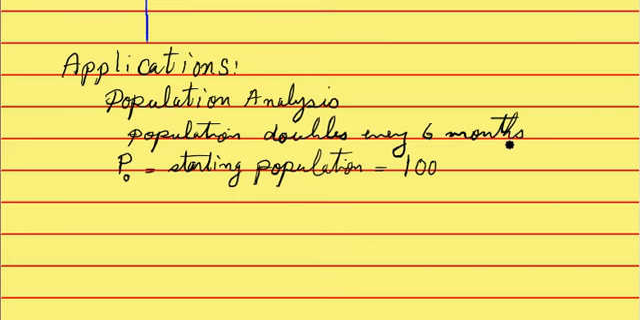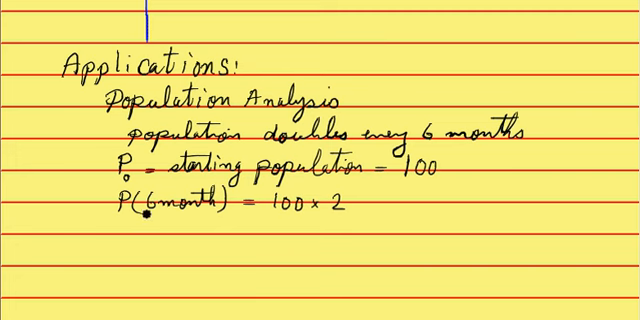After 6 months, I want to know how much will be in the pen. So the population at 6 months. P stands for population, and then I want to indicate the time at which I'm looking at the farm, to see what's going on. It's going to double, so it was 100, now it's going to be 100 times 2.